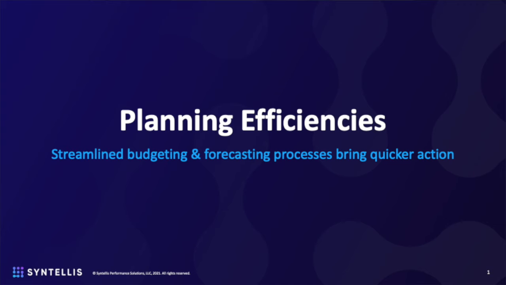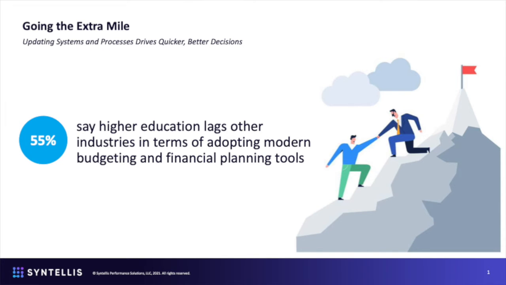Next thing is planning efficiencies, right? As we said early on, it's pretty hard to be nimble and agile if it takes forever to get data in or to seed a scenario or to do a lot of these processes. One of the stats that stood out from our survey was that 55% say higher education lags other industries in terms of adoption of modern budgeting and financial planning tools. I think that's about right, but Phil, any perspective on that statistic?